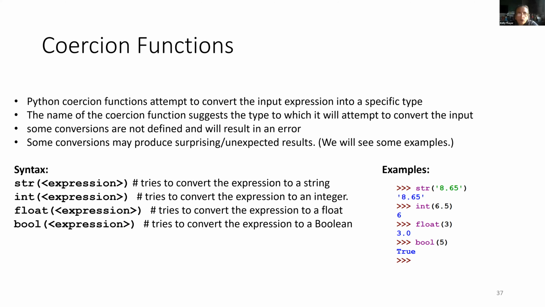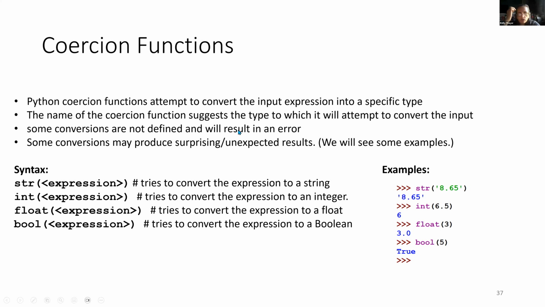There are also a number of coercion functions. We've been talking about the types, and suppose you want to change the type of something. Python coercion functions attempt to convert the input expression into a specific type. So do you agree that it should be possible to change an integer into a float, right? So if you had an integer 3 and you wanted it to be the float, you could try to convert it into the float 3.0. So Python can help you with that.